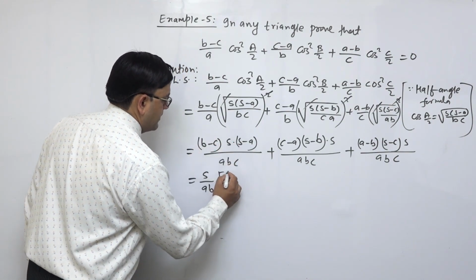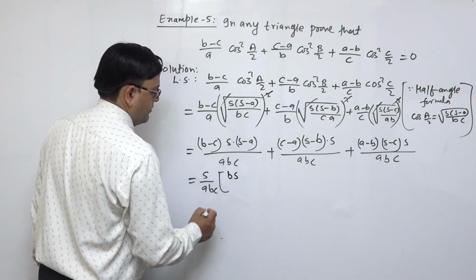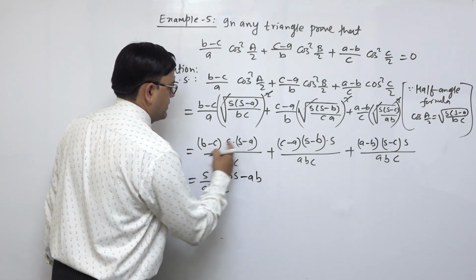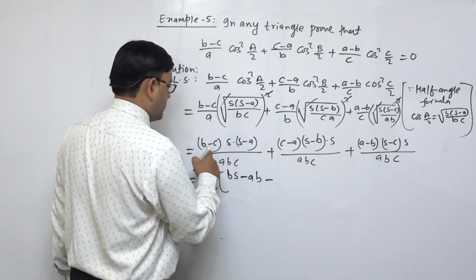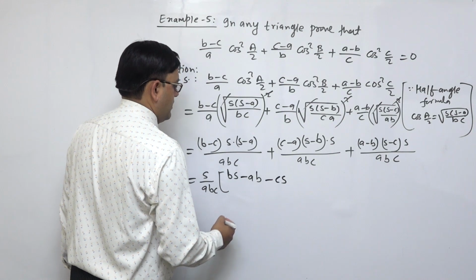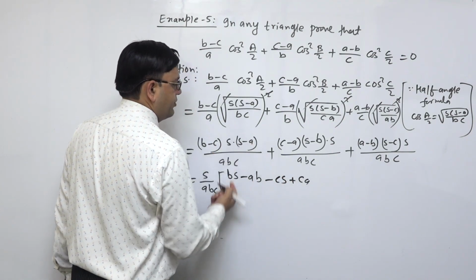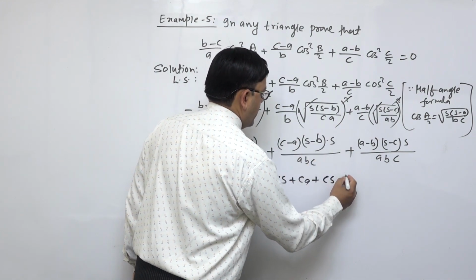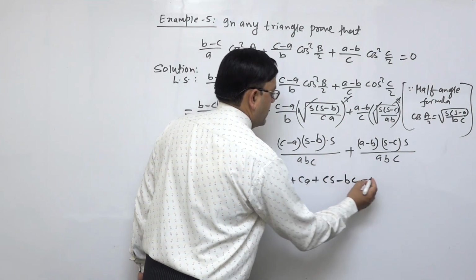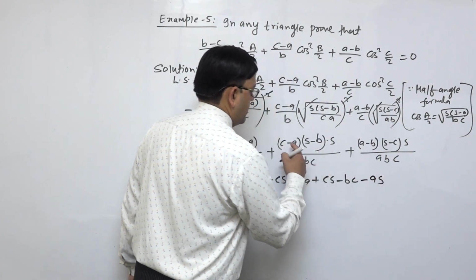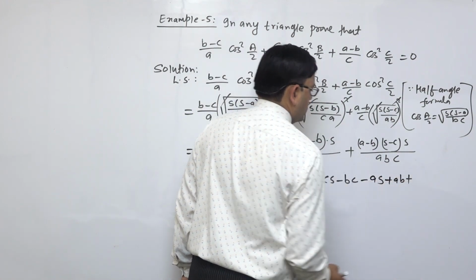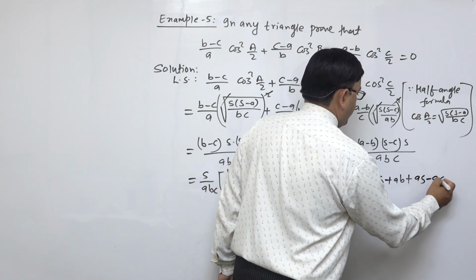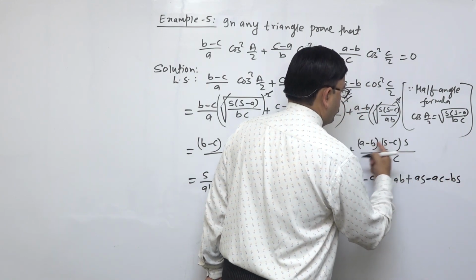We have bs minus ab plus or minus cs plus ca plus cs and cb minus bc, and then minus as, and then plus ab plus again as, and then ac minus bs plus bc.